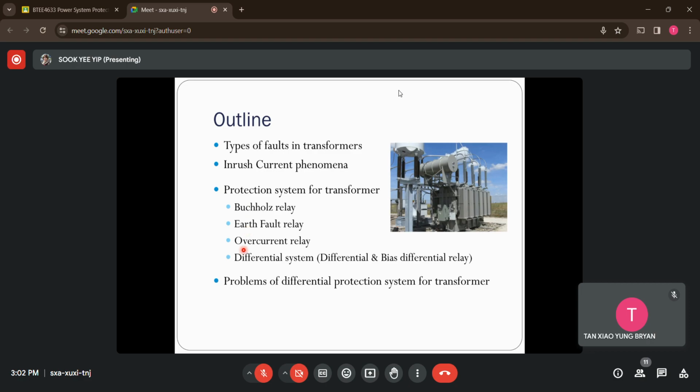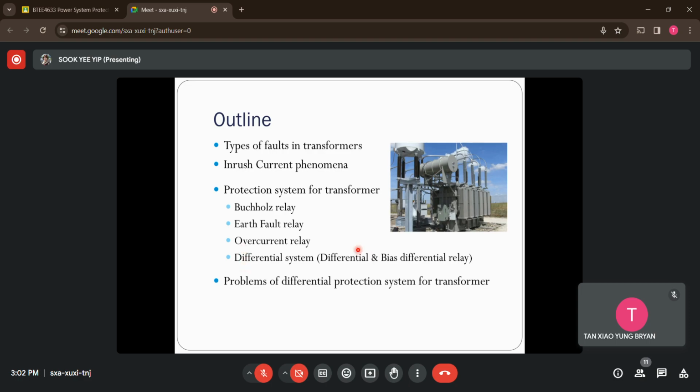The overcurrent relay is the same as what we have learned in chapter 4, dealing with overcurrent situations for a transformer. For example, we have a short circuit between the transformer windings, or we have overload conditions. And the last one here, we have the differential protection scheme.